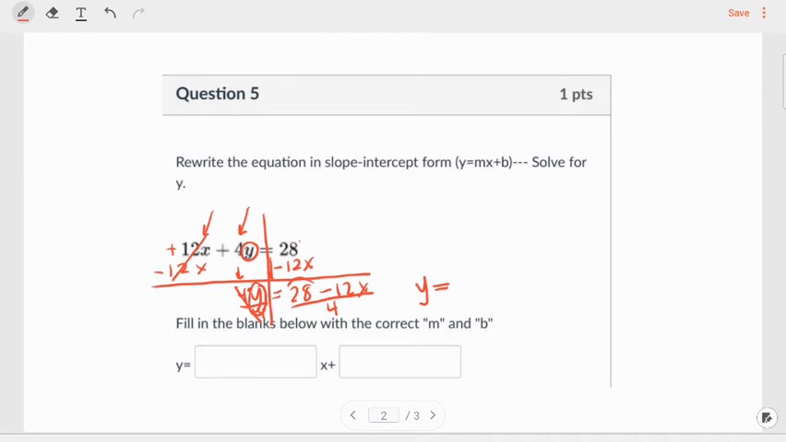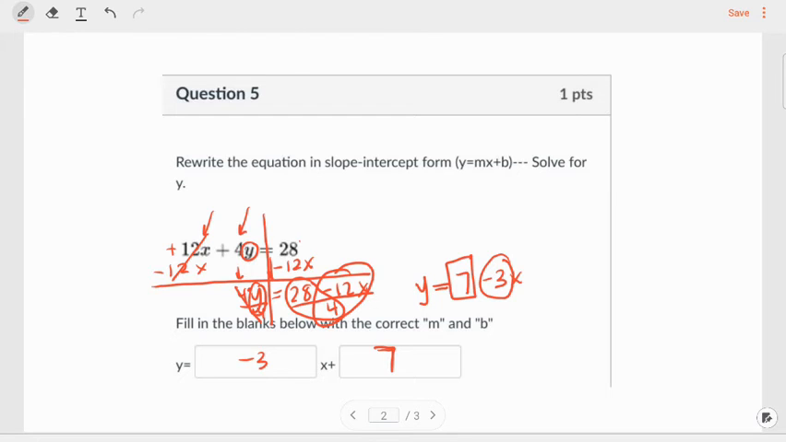And on the right-hand side, I'm also going to simplify. 28 divided by 4 is 7. Negative 12, and we always include the sign that's in front of that x, so negative 12, not positive 12. Negative 12 divided by 4 is negative 3. So I write down negative 3x. And now I just need to make sure I fill in the blanks correctly. My b is whatever is the number by itself. So that's 7. 7 is without the x, so it's going to go in that blank. And my m, which is my slope, is negative 3. So that's what's going to go in that blank box right there.